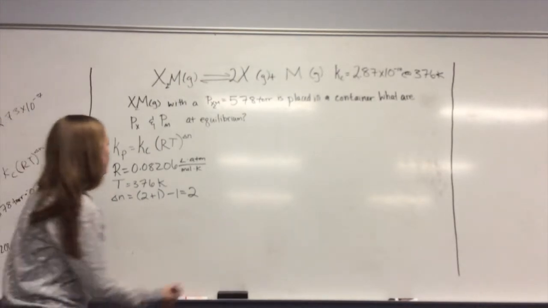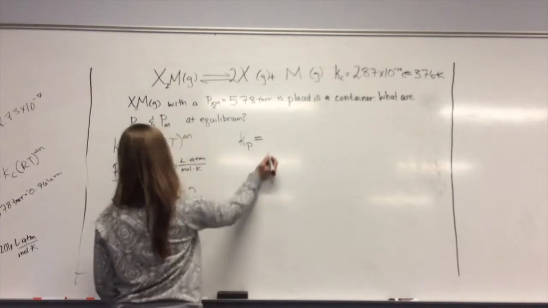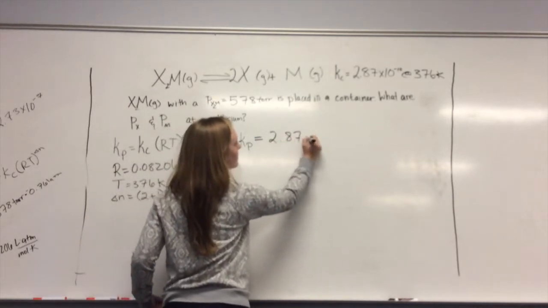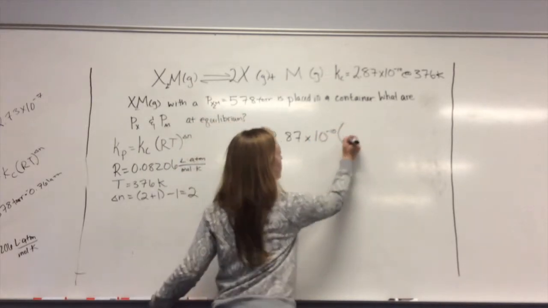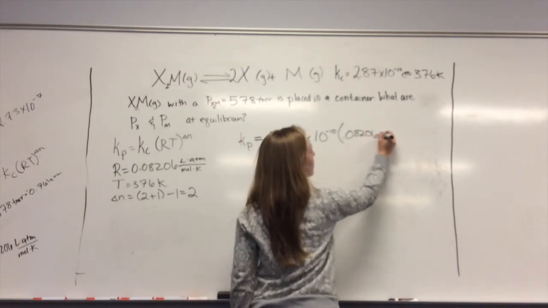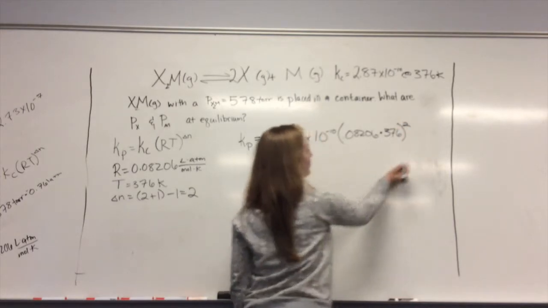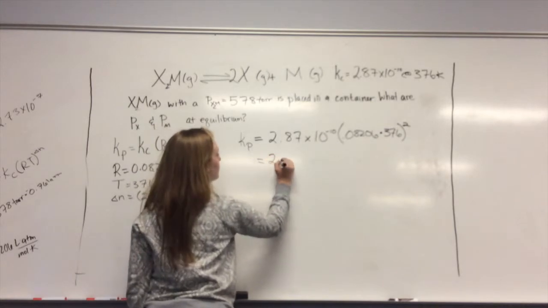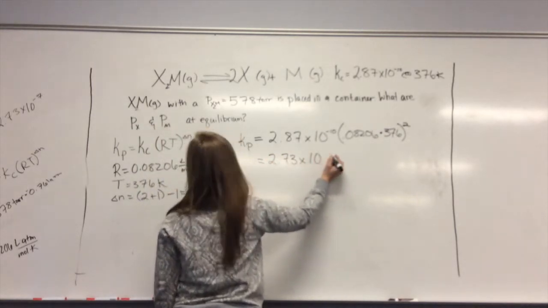So now we have to plug all of these values into our K sub P equation. So K sub P equals 2.87 times 10 to the negative 10th times 0.08206 times 376 quantity squared. And so this will come out to equal 2.73 times 10 to the negative 7th.